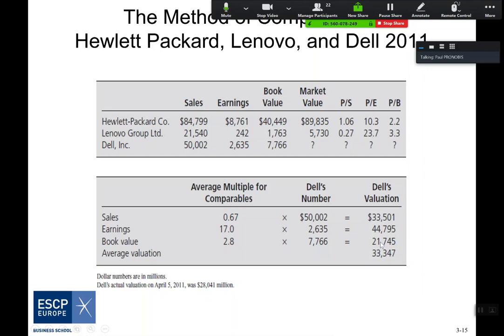As you can see, depending on what multiple we use, whether it's a sales multiple, an earnings multiple, or a book value multiple, the valuation can vary significantly. So it might make sense to just use an average valuation. This is something where we could value the target company and then compare it to the price that was paid. This is something that you could build into your merger report.